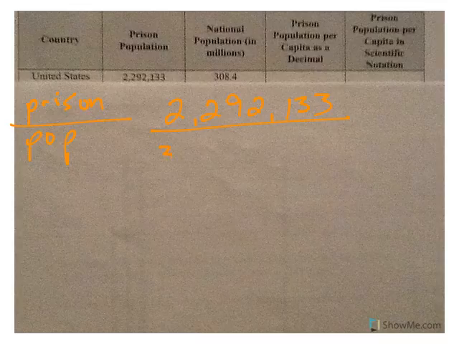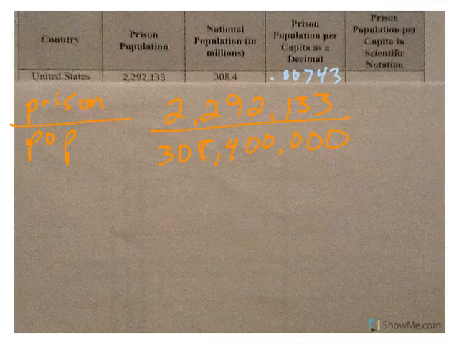So we've got 2,292,133 over 308 million. Million is 6, so I got to add 6 places after the decimal. And we divide. So when you divide this, it's going to get you 0.00743. And then you'll see the last column is scientific notation, so that would be 7.43 times 10 to the negative third.